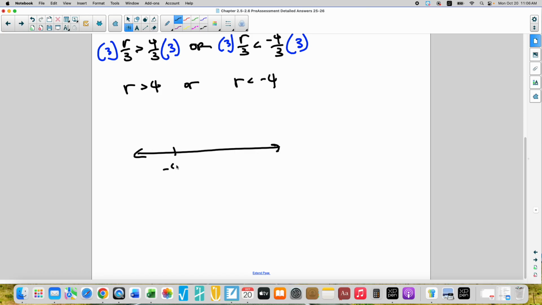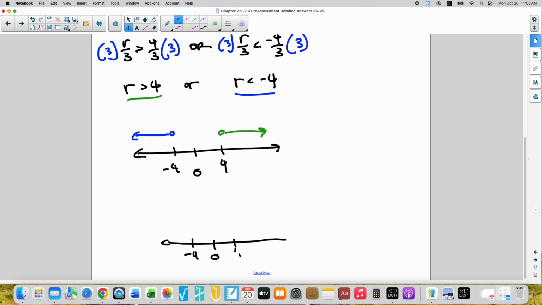So we have negative 4, 0, 4. Let's do this in green. Open circle greater than 4. Let's do this in blue. Open circle less than negative 4. So my solution is going to be this: negative 4, 0, 4, open circle, wings. Open circle, wing.